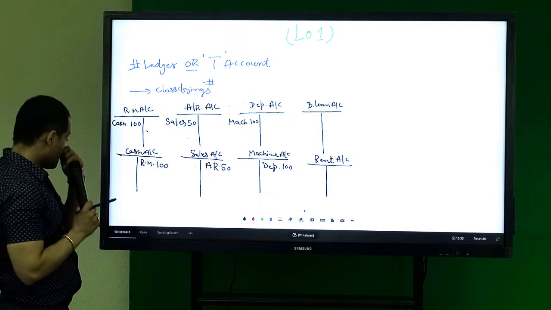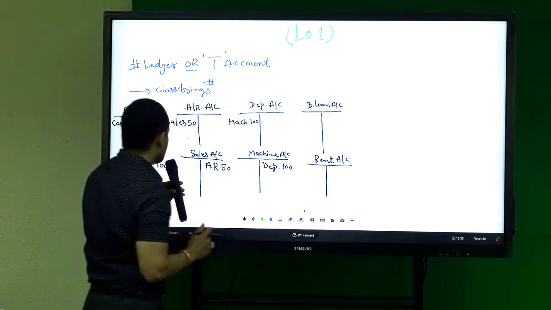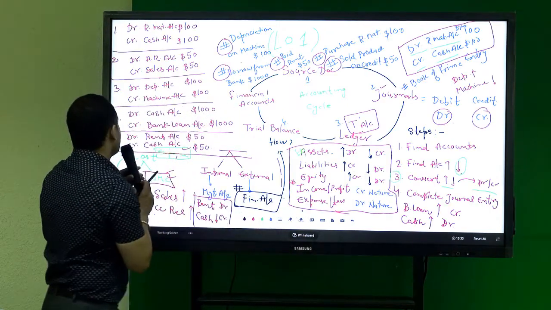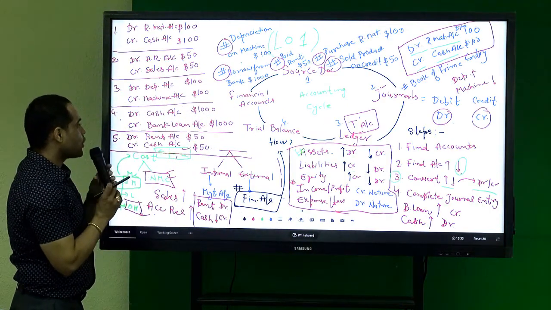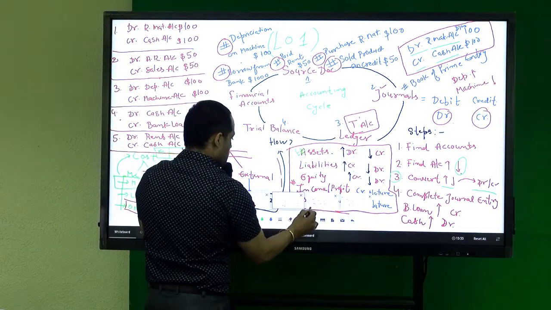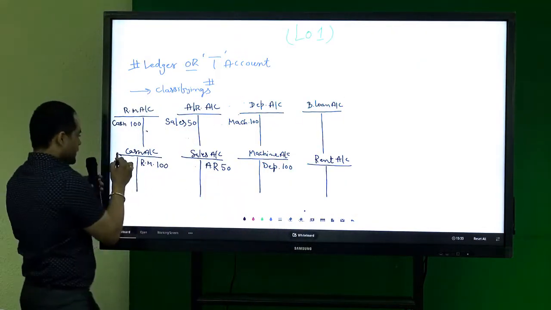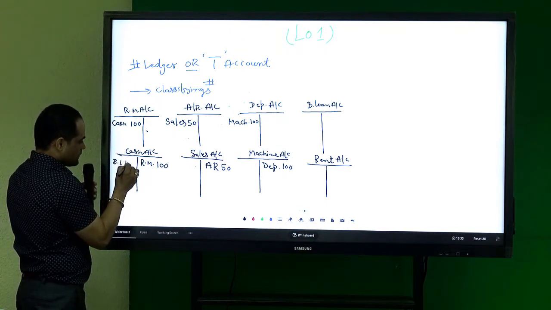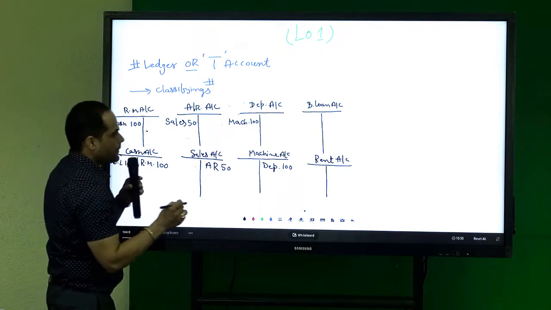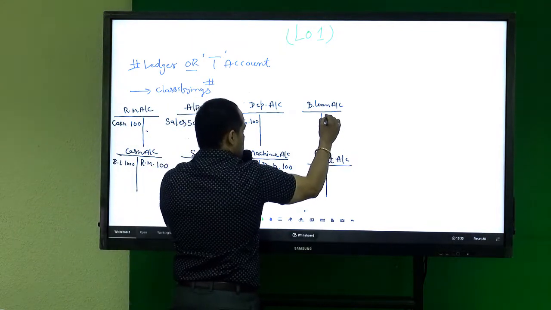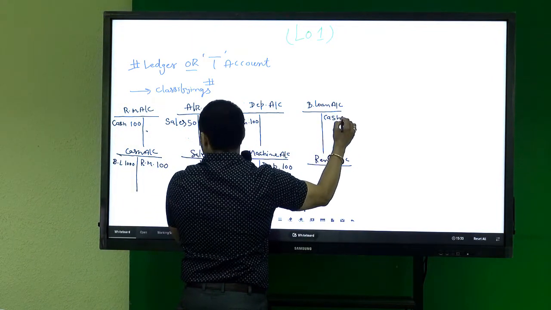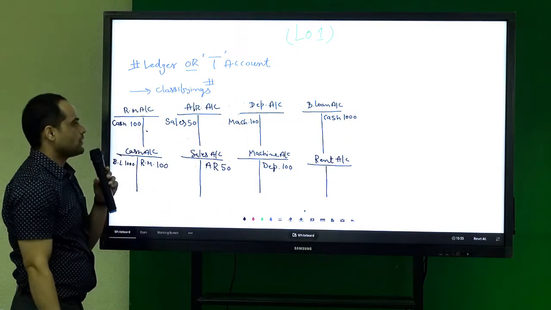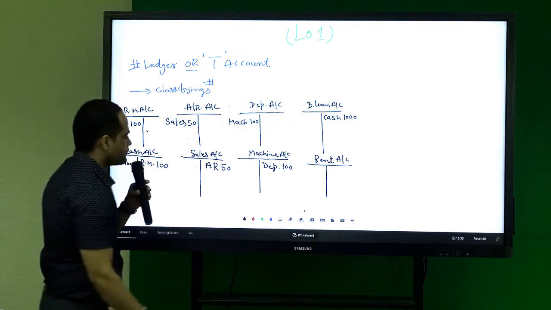All right. Next. Cash debit, bank loan credit. Bank loan credit because of cash. 1,000. All right.